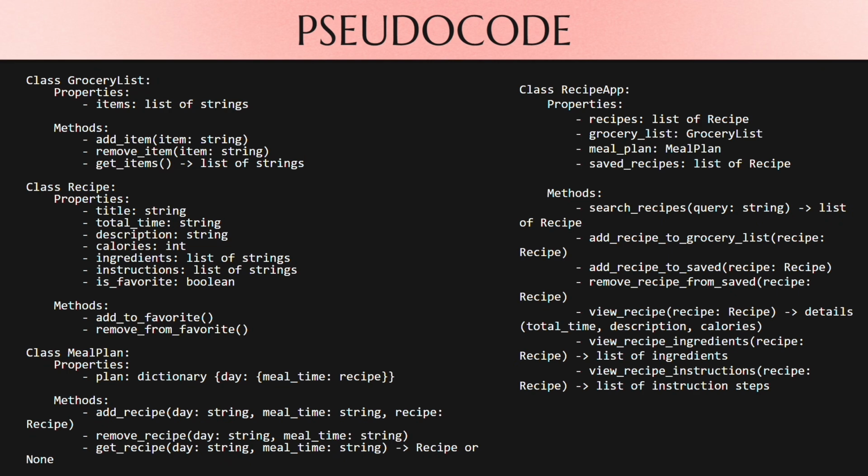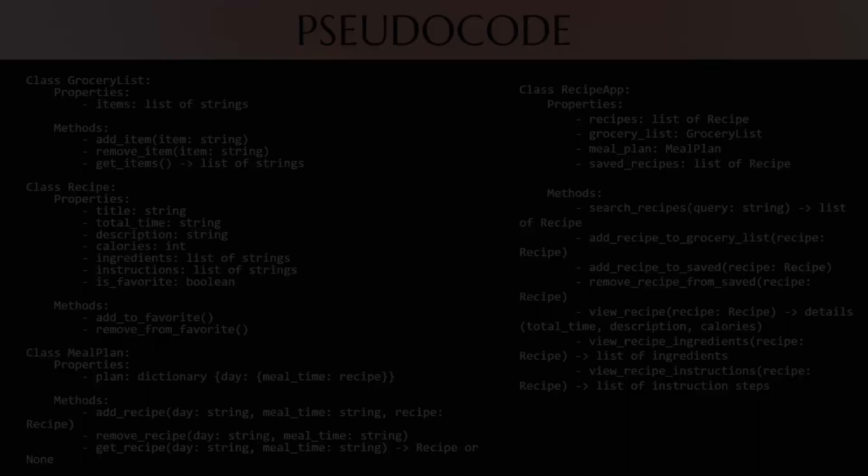So methods for that are searching recipes, adding a recipe to the grocery list, adding a recipe to saved, removing a recipe from saved, viewing recipe ingredients, and viewing recipe instructions, which are the 3 tabs of our recipe page.